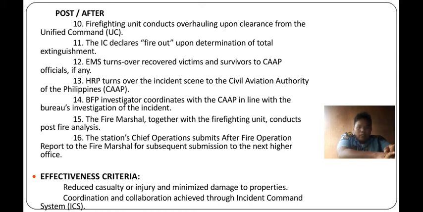14. The BFP investigator coordinates with the CAAP in line with the Bureau's investigation of the incident. 15. The fire marshal, together with the firefighting unit, conducts post-fire analysis. 16. The station chief of operations submits the after fire operation report to the fire marshal for subsequent submission to the next higher office. What is the effectiveness criteria? The effectiveness criteria here are to reduce casualty or injury and minimize damage to properties, with coordination and collaboration achieved through the incident command system.